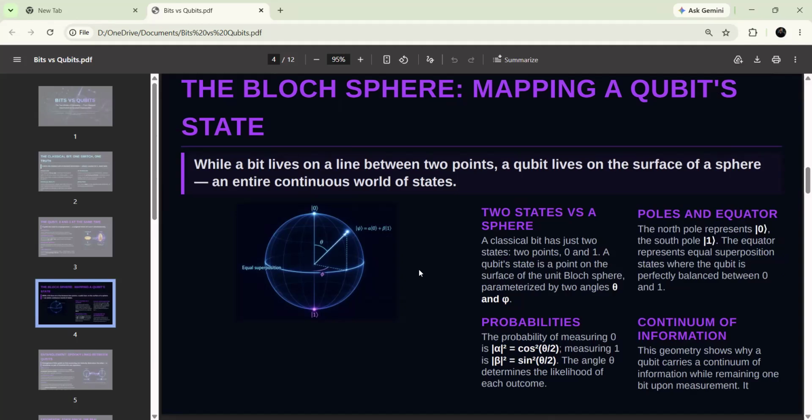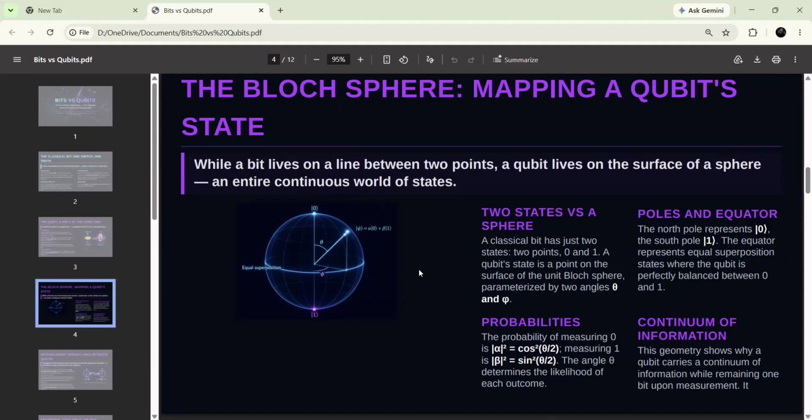If you consider a qubit, the state is a point on the surface of the unit Bloch sphere. What is a qubit state? On the Bloch sphere, it is just a point on the surface of it. And it is parameterized by two angles, that is the theta angle and the phi angle. Theta is nothing but the polar angle and phi is nothing but the azimuthal angle. We will see all those things in the Bloch sphere.